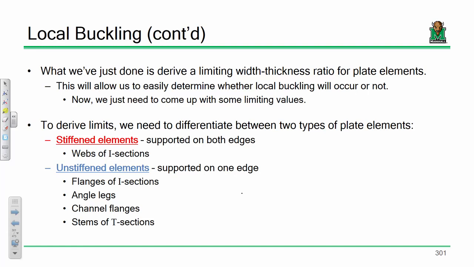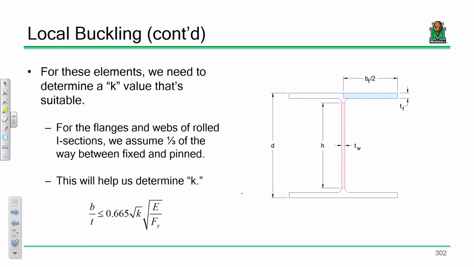So an unstiffened element would be, so this would be unstiffened. This would be like the flange, the leg of an angle, the outstanding elements of a T shape, anything that's only supported on one side. Whereas the web of an I shape, or maybe the web of a channel, would be something that's stiffened because it's supported on both sides. So what we do is we consider the type of element we're looking at, whether it's unstiffened or stiffened, and then we try and determine the appropriate value of K.